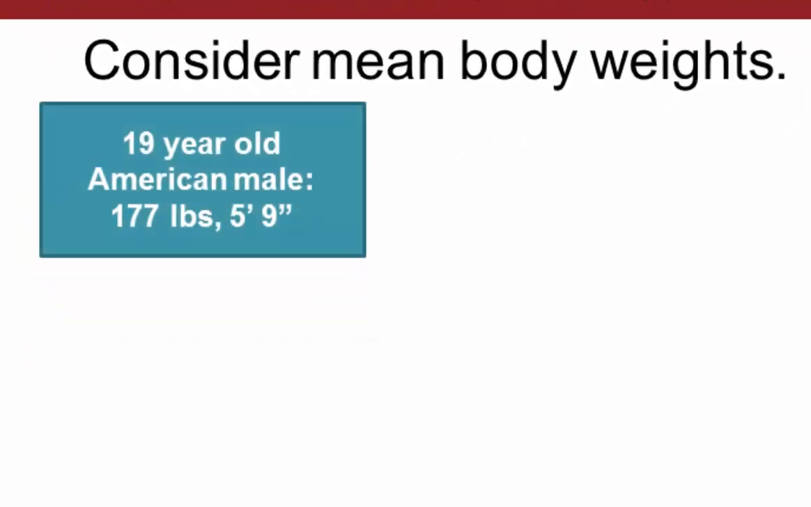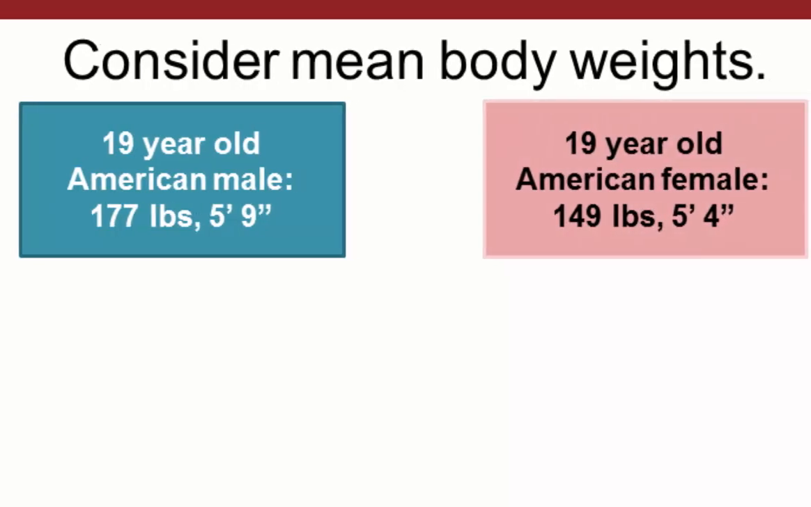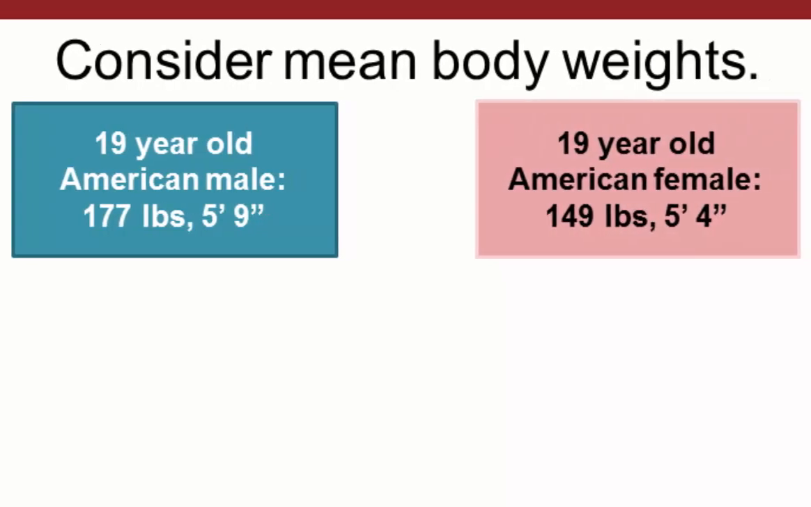So here's some numbers from a recent National Health Survey of Americans. The mean body weight of a 19-year-old American male, the data was collected between 2002 and 2006, was 177 pounds, and the mean height was right about 5 feet 9 inches. For a 19-year-old American female, the mean weight was 149 pounds, and the mean height right about 5'4".